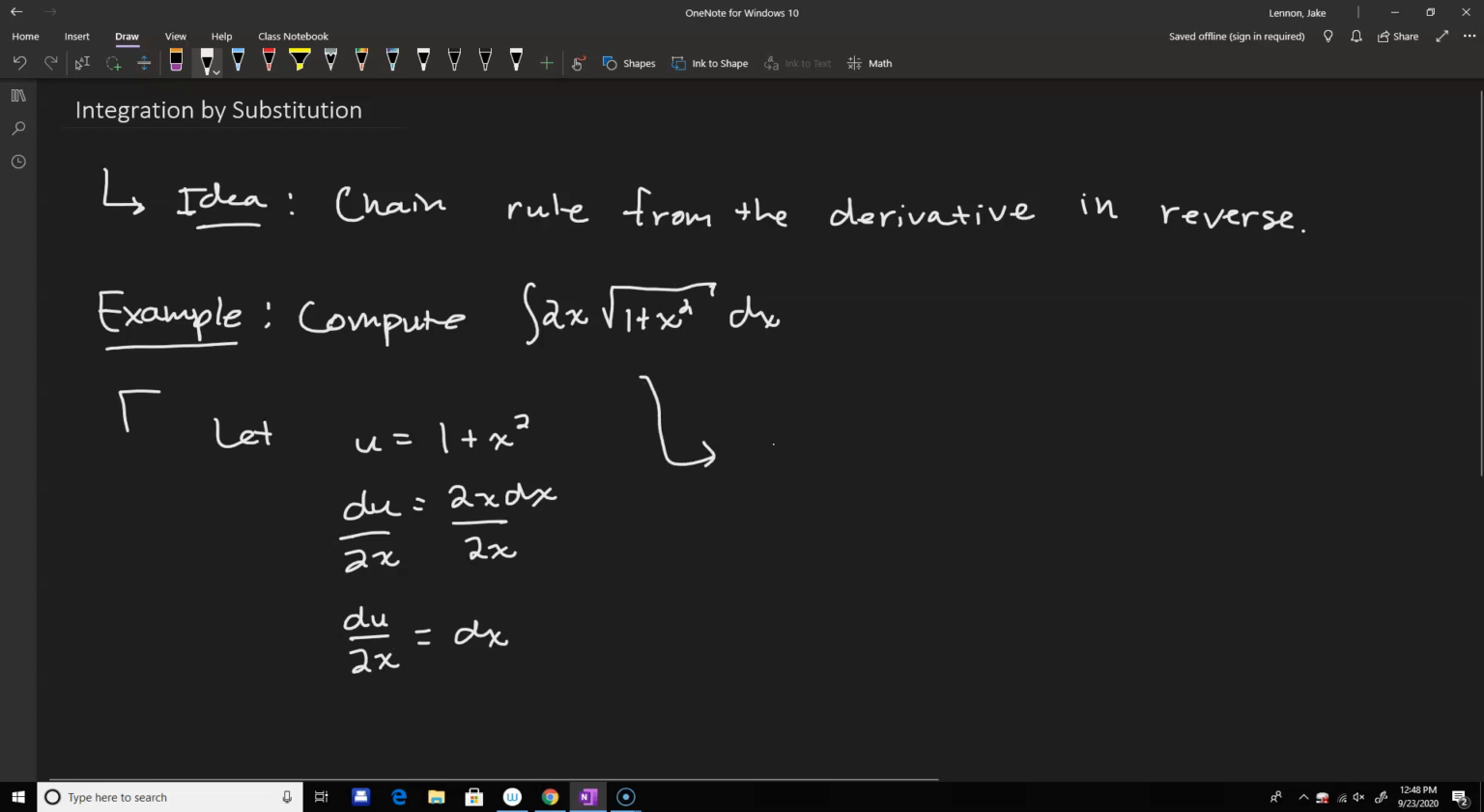Our integral now becomes the integral of 2x times the square root of u, and then we can replace our dx by du over 2x, and so our 2x's cancel out. And so now we just have the integral of the square root of u, which we're going to write as u to the 1/2 du.